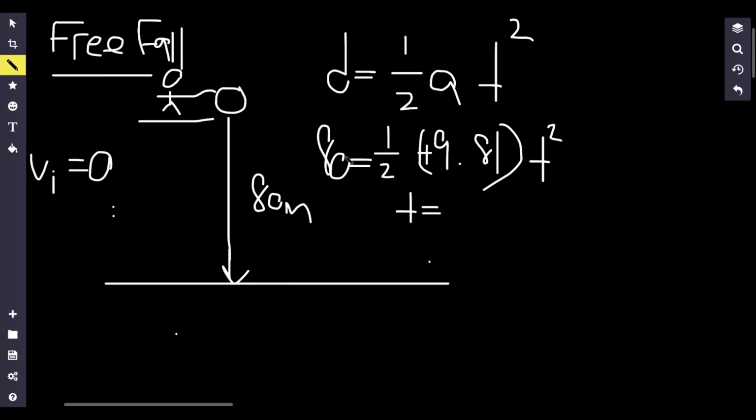So now we can just divide both sides by whatever this value is right over here. And then we can just square root both sides after that. And then we can get our answer. I got around 4.03 seconds.